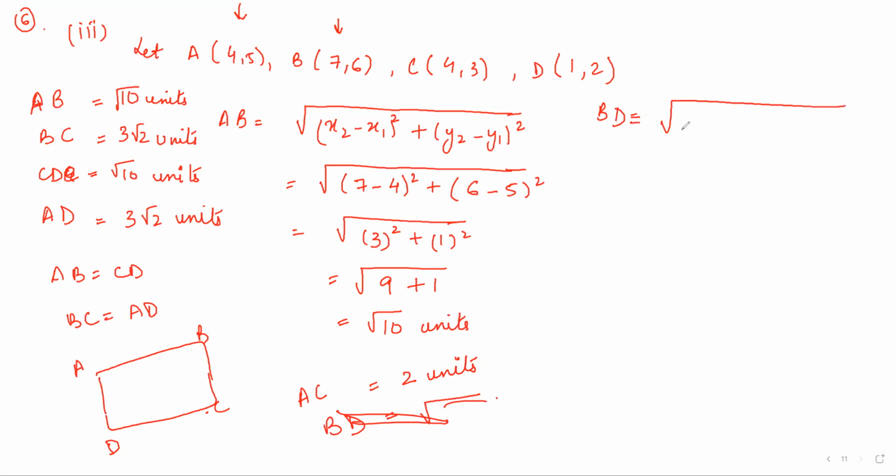BD is x2 minus x1, right? So this is your D and this is your B, right? Okay. How much is x2? X2 is 1, minus x1, 7. That's good. Plus y2 is 2, 2 minus 6. Okay. So this is correct, Maria. Why are you not able to solve it? So 1 minus 7 is minus of 6, right? Whole square. And plus 2 minus 6 is minus of 4 whole square.